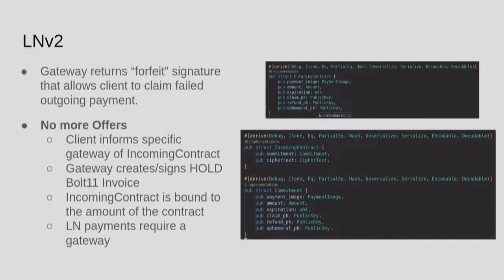So the advantage of that is that when you want to generate an invoice, you don't have to do a transaction with the federation anymore. You can just generate this incoming contract, and then you send this to the gateway.